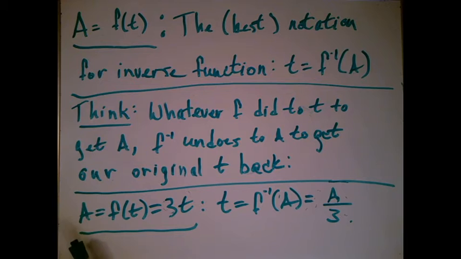Let's say that a is the function that does something to t. In this case, it multiplies t by 3 in order to get a. In other words, f multiplies by 3. Now, f inverse is going to be the thing that undoes multiplying by 3. Well, what would you have to do to undo multiplying by 3? You would have to divide by 3. So, f multiplies t by 3 to get a. To undo that, f inverse divides a by 3 to get our original t back.